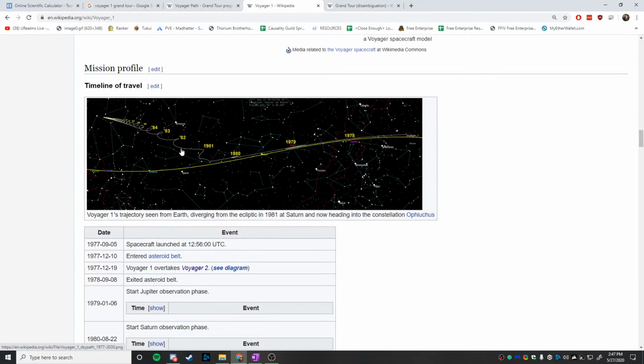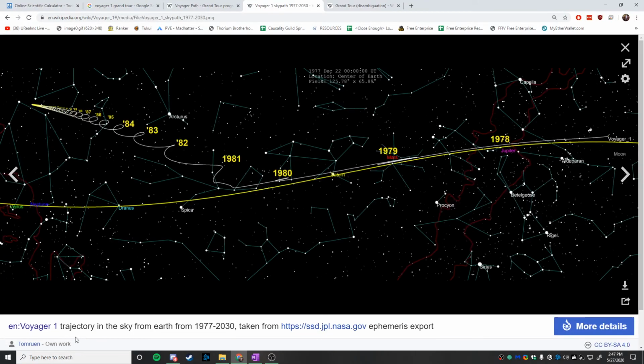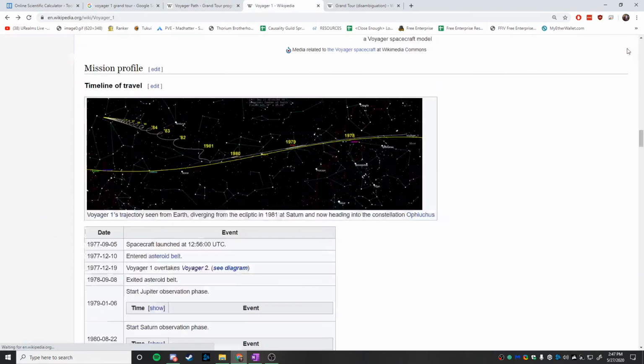Oh, that's beautiful. I've never seen this picture before. Voyager 1's trajectory seen in the sky from Earth from 1977 through 2030. Wow. So it's coming this way, coming this way. Oh, it came from here. That's the future that way. Okay. That's neat. Let's close this. So what am I looking for here?